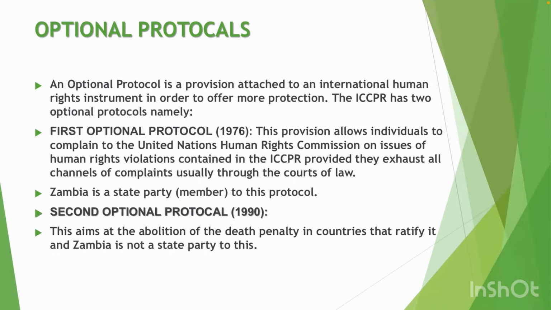Now, the ICCPR has got two optional protocols. The other one has no optional protocols, but this one has got two optional protocols. What is an optional protocol? So an optional protocol is a provision attached to an international human rights instrument in order to offer more protection. So the ICCPR has two optional protocols. The first optional protocol and the second optional protocol. I hope you have understood what an optional protocol is. Simply a provision attached to an international human rights instrument in order to offer more protection.